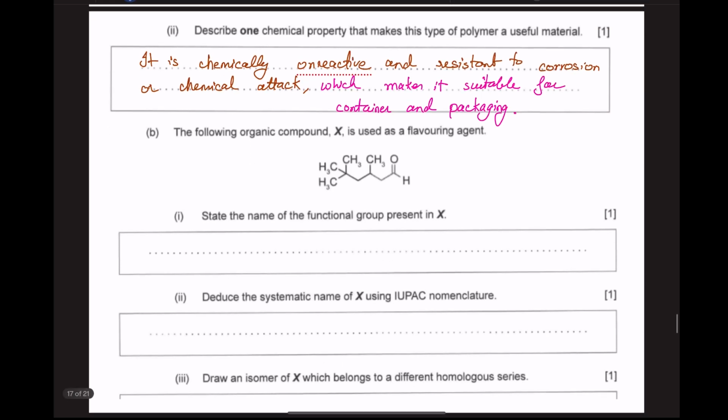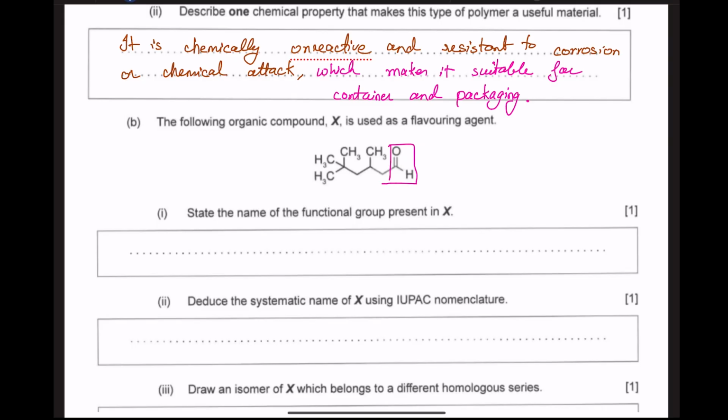Next, we have an organic compound X, which is an aldehyde. Aldehyde because you have C double bond O on the terminal carbon. The functional group is aldehyde. Deduce the systematic name using IUPAC nomenclature. So here we should number such that your functional group gets the lowest value. So 1, 2, 3, 4, 5, 6. Main chain is of 6 carbon atoms. Out of these 6, you have 3 methyl groups here. So it will be 3, 5, 5 trimethyl.